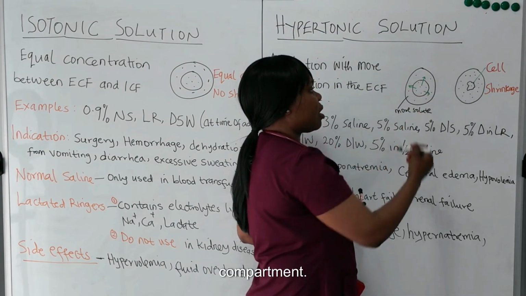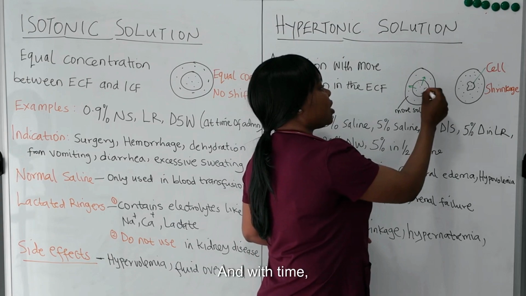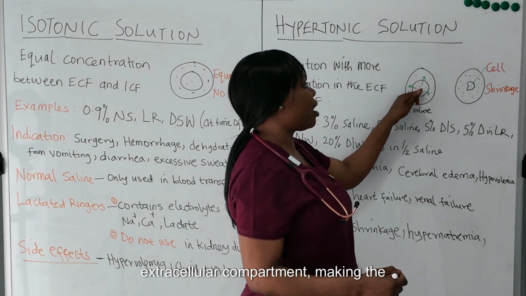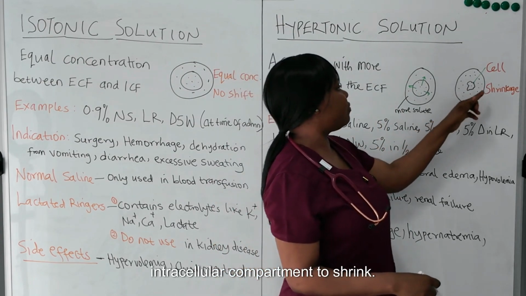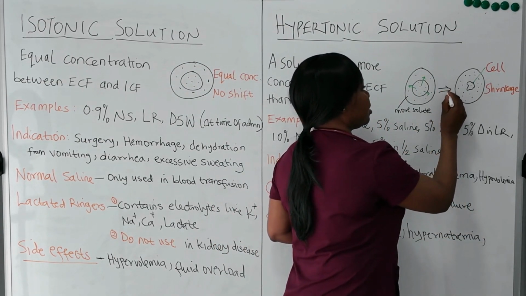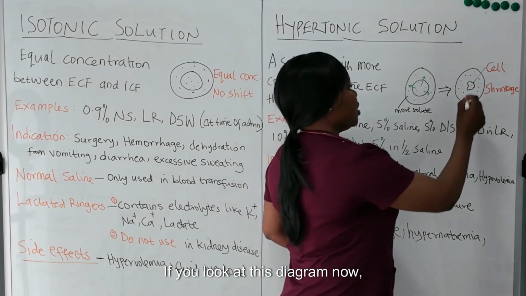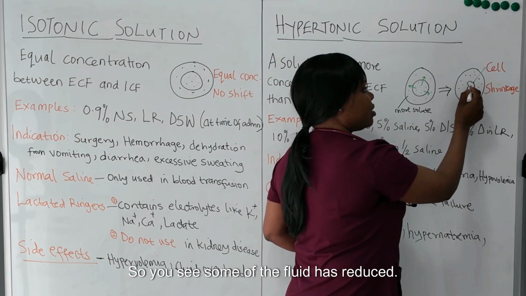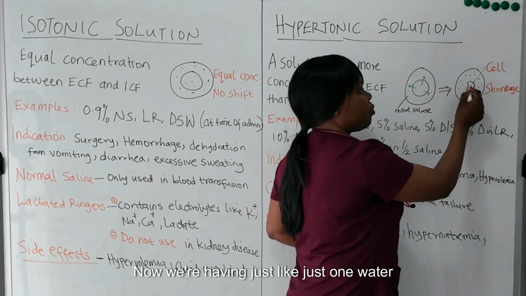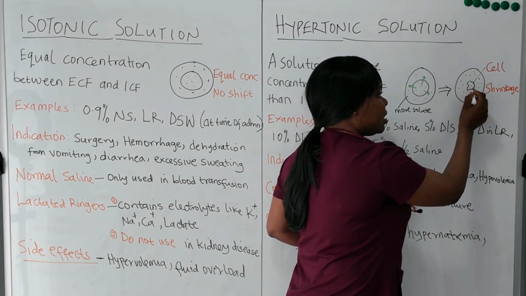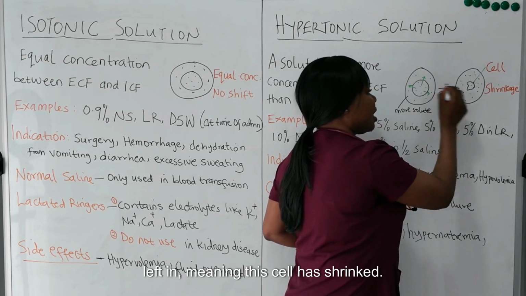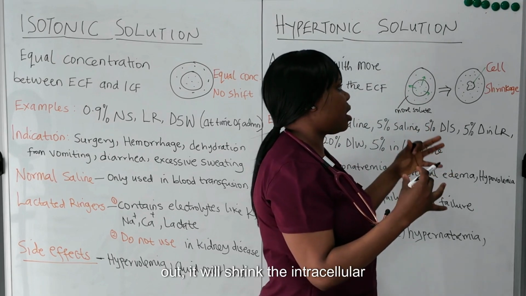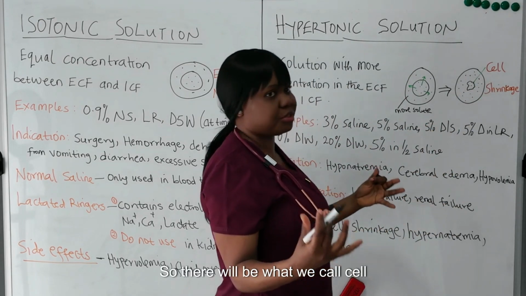It will move into the extracellular compartment, and with time, most of the water molecules will enter the extracellular compartment, making the intracellular compartment shrink. If you look at this diagram now, look at the extracellular compartment, so more fluid. You see some of the fluid has reduced. Now we're having just an illustration, having like just one water molecule left in, meaning this cell has shrunk. You see the size of the intracellular has reduced, because with time, as fluid keeps going out, it will shrink the intracellular compartment. So there will be what we call cell shrinkage.